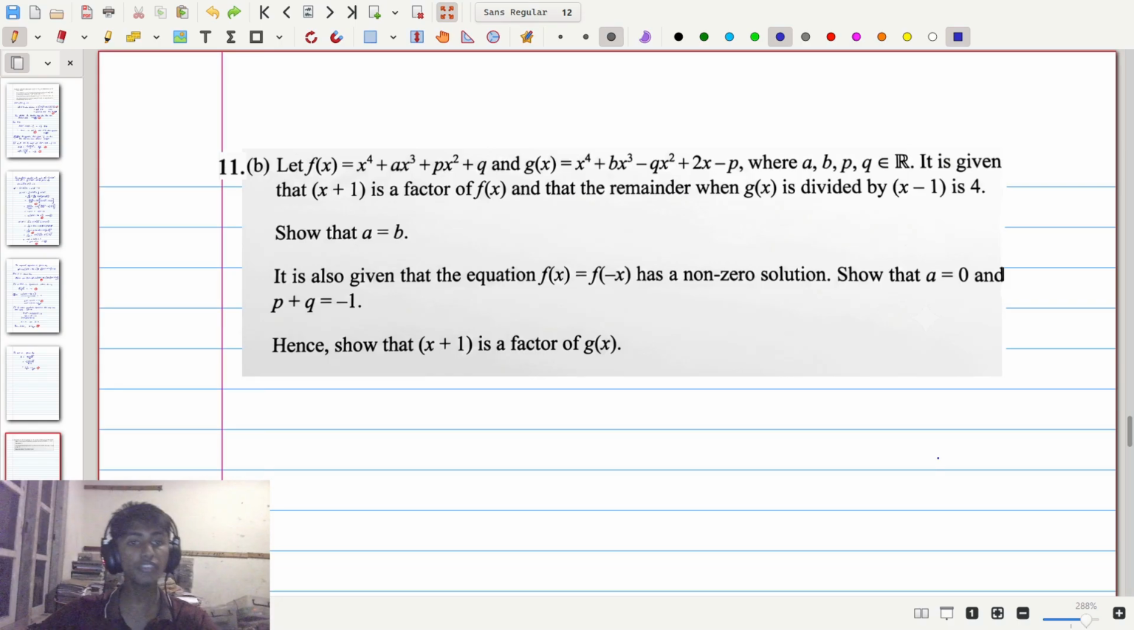After that, the question then says it is also given that the equation f of x equals f of negative x has a non-zero solution. So at least one non-zero solution. Now with this, we are to show that the value of a is equal to 0 and that p plus q is equal to negative 1. Finally, the question says, hence, show that x plus 1 is a factor of the function g of x.